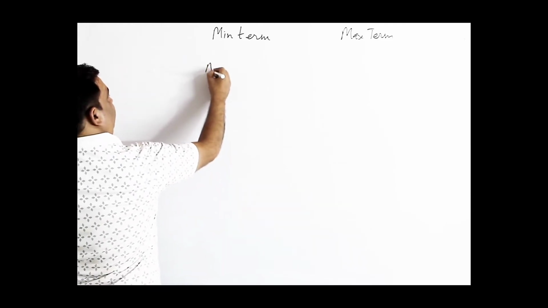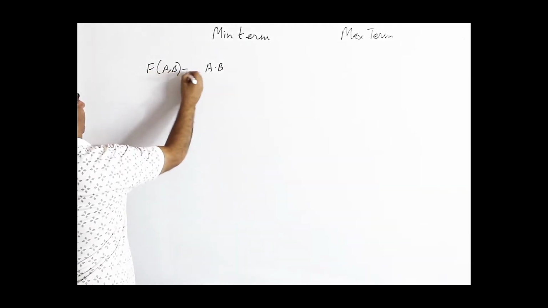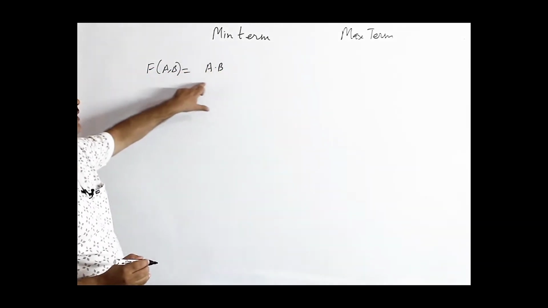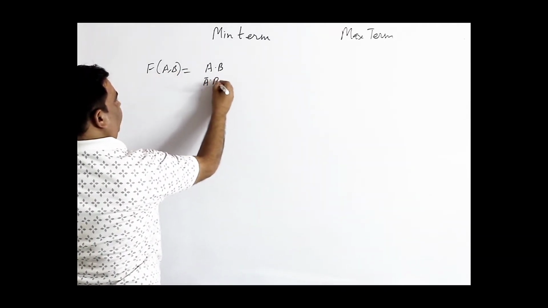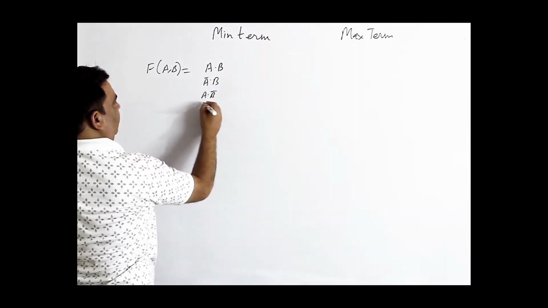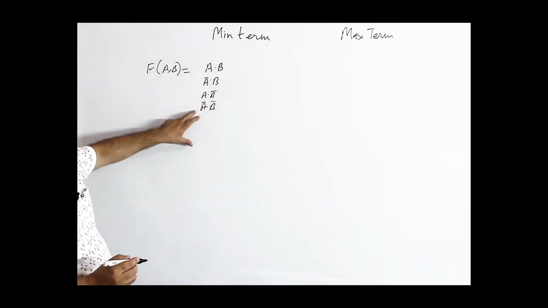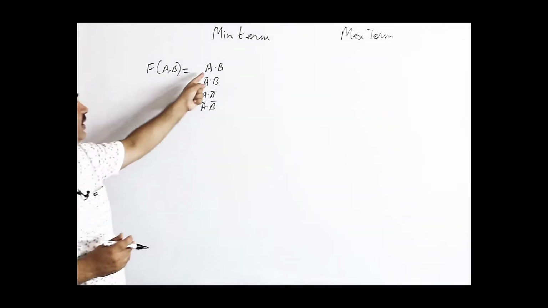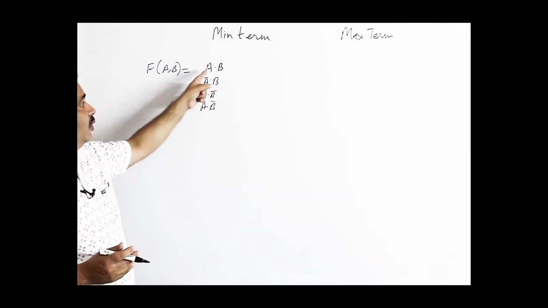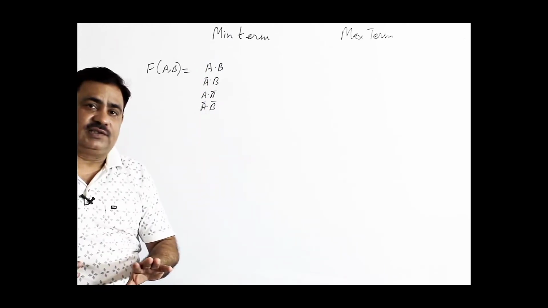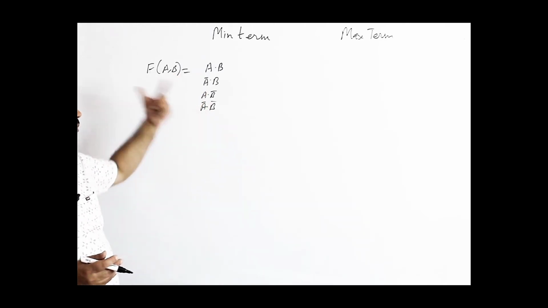See, if I say a dot b, we have two variables, function a comma b having two variables a and b. So, this is one minterm. The possible minterms can be a dot b, a complement dot b, a dot b complement, a complement dot b complement. These are the four possible minterms for two variables. So, each term has both the variables a and b, but any one of these can have the complement or not. So, these are all the possible minterms.